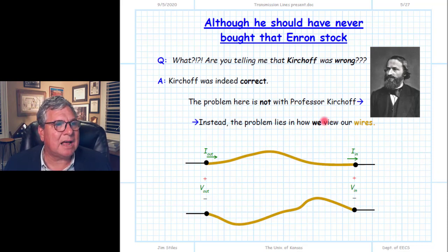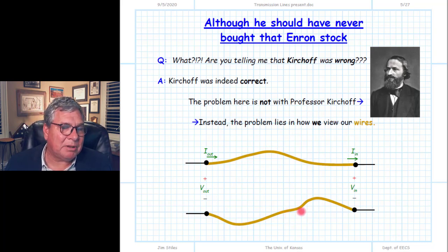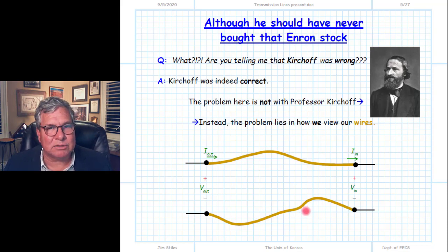Well, the problem is not with Professor Kirchhoff and his laws. The problem is how we view the wires, how we view these devices, and how we think they behave electromagnetically. In fact, the behavior of these wires is more complex and more difficult than we might have imagined back in our freshman circuits courses.